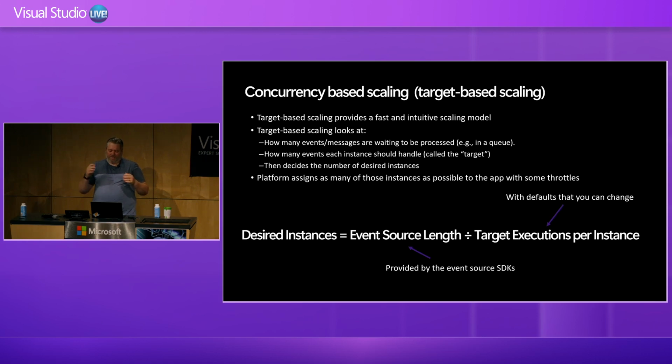So we have the target executions per instance. We know the length for the event source. And that basically determines how many instances the platform should strive to get your app to, so that it goes as fast as possible to that number, processes all the events, and then once it's done, it can scale back in.